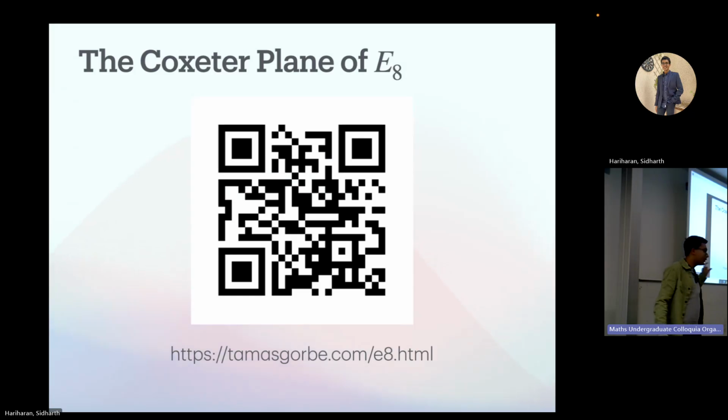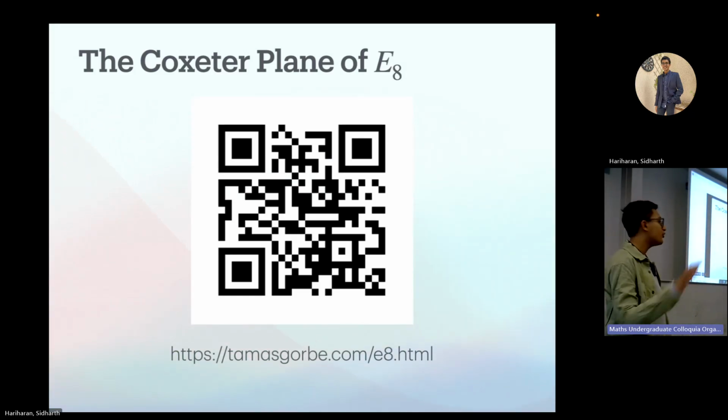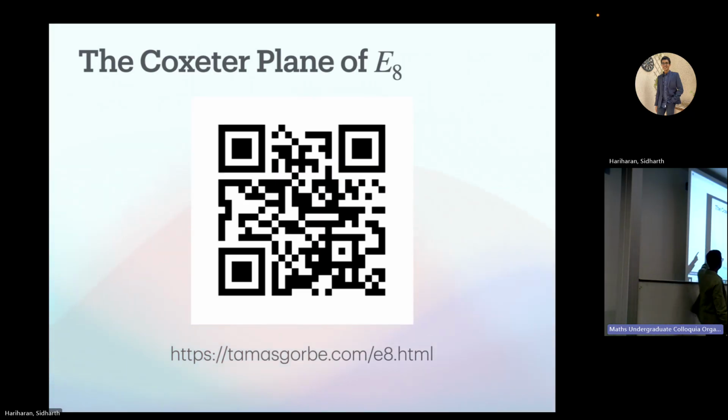There's a guy called Tamas Torba who has created some beautiful works of art using the root systems of G2, F4, E6, E7, and E8. In a second, I'll tell you exactly why those specific ones were used. The pictures are really quite nice. You can scan this and navigate the website, or go to tamasgorba.com and just change this E8 to G2, F4, E6, or E7, and you'll get those ones.